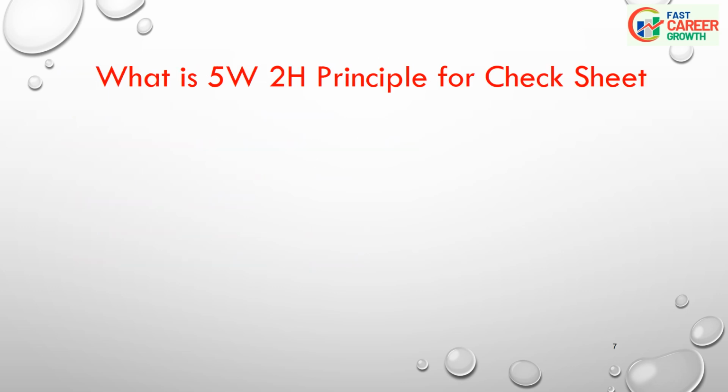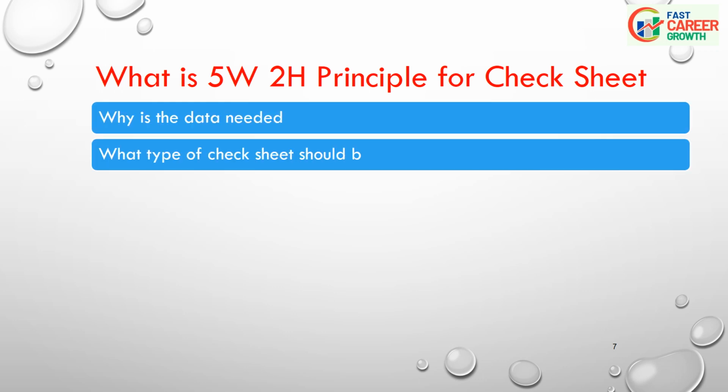Next is, what is 5W2H principle for check sheet? During making of check sheet, we have to think about why is the data needed. Data is required to understand, monitor, and improve processes, make informed decisions, identify problems, and track performance. The specific purpose could be quality control, process optimization, compliance monitoring, or any other objective.